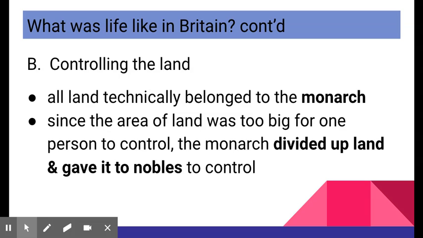So that's the last slide. The rest of the information you're going to use your online textbook to find. This was just a little background info about life in Britain. And then in your textbook, you will look at some specific things that influenced the view of government of American colonists.